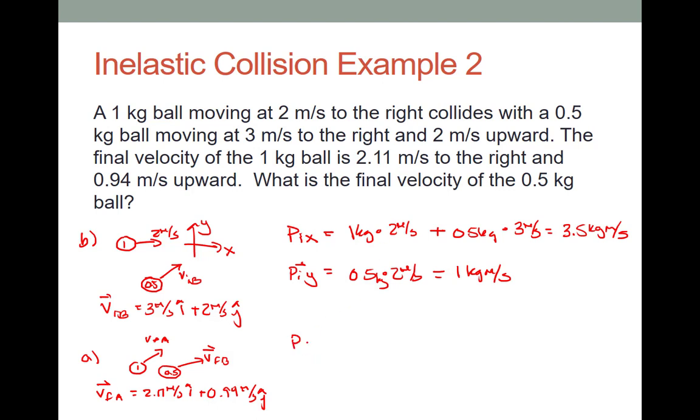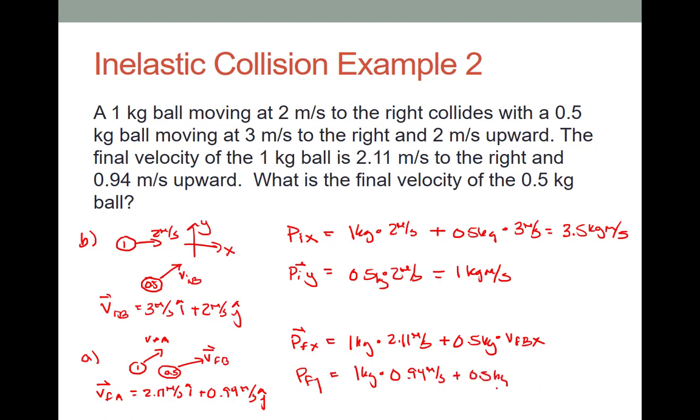After the collision, in the x direction, I have the 1 kilogram ball moving at 2.11 meters per second, plus the 0.5 kilogram ball moving at an unknown velocity. In the y direction, I have the 1 kilogram ball moving at 0.94 meters per second, plus the 0.5 kilogram ball moving at an unknown y component velocity.